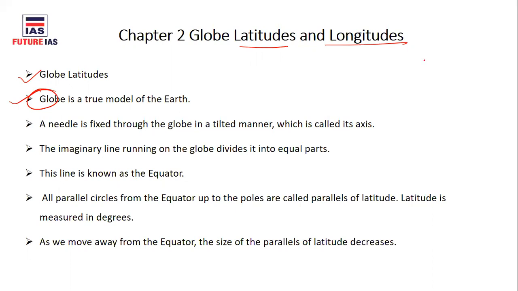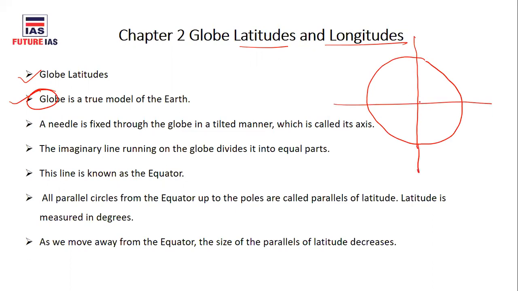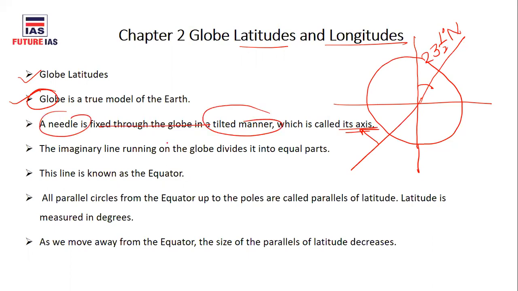Because the earth's axis is tilted by 23.5 degrees from the vertical, from the 90 degree. So the earth axis looks like this. The real axis is tilted 23.5 degrees from the vertical, and that is called the axis of the earth. As I told you, the needle is fixed through the globe in a tilted manner. So this tilt is 23.5 degrees. It is not written here, you can note it down, that it is 23.5 degrees from the vertical.